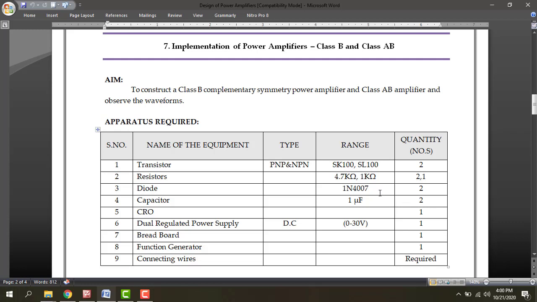So welcome to this video. In this lab session, we are going to see the implementation of power amplifiers.